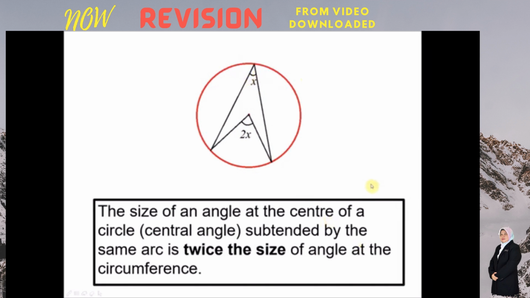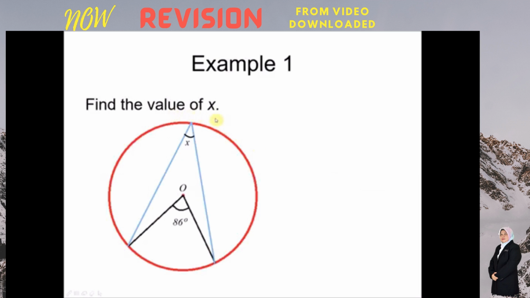We try to use this property to help us solve the questions. So example number 1. Find the value of x. X is the angle subtended by the same arc as this. This is at the circumference, this is at the center. So we know that the one at the center is always 2 times bigger than this. So this one is half the size. If you want to find x, divide this one by 2. 86 divided by 2, you get 43. Always remember this one is half the size of this, and this is double the size of this.